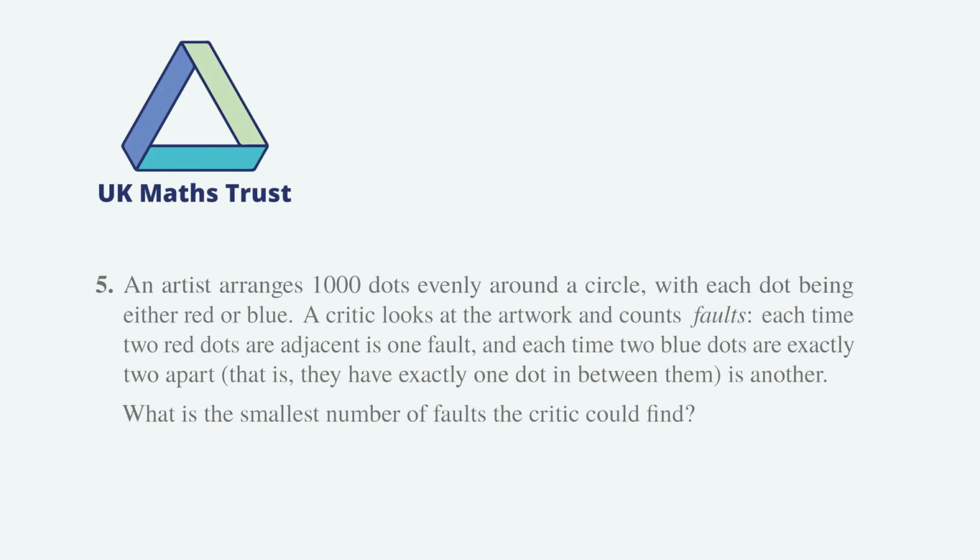Problem 5. An artist arranges 1,000 dots evenly around a circle, with each dot being either red or blue. A critic looks at the artwork and counts faults. Each time 2 red dots are adjacent is 1 fault, and each time 2 blue dots are exactly 2 apart, that is, they have exactly 1 dot in between them, is another. What is the smallest number of faults the critic could find?